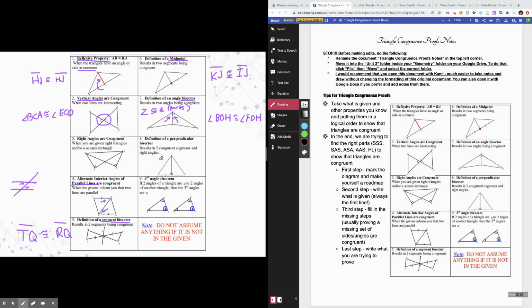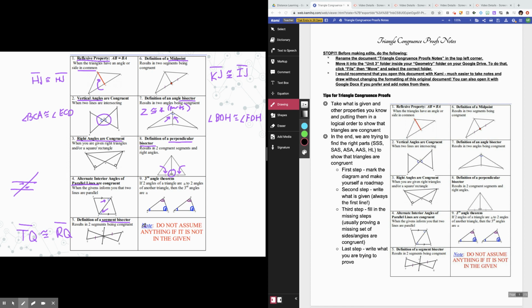Okay, and then there's one special one, which is the definition of a perpendicular bisector. So that's going to give you your bisect part, the two sides that are congruent, but it will also give you two congruent angles because the right angles are always congruent, right? Which is what this guy says here. So if you have two right angles, you can say that those are always going to be congruent, okay?